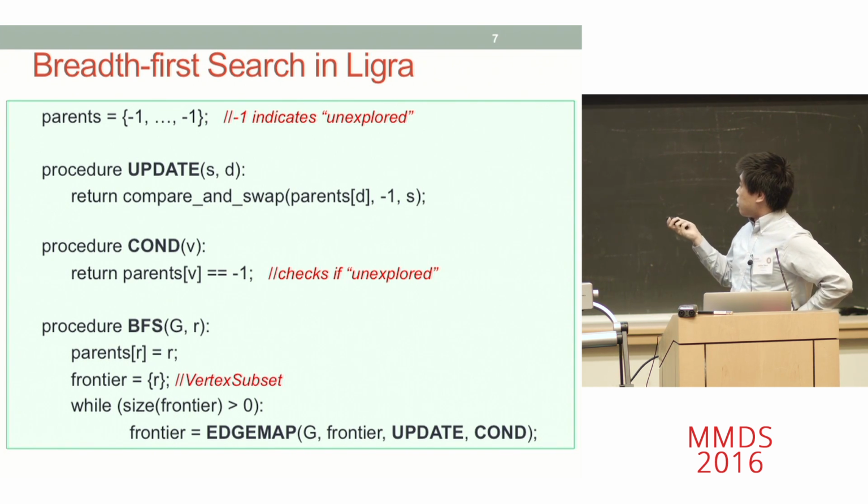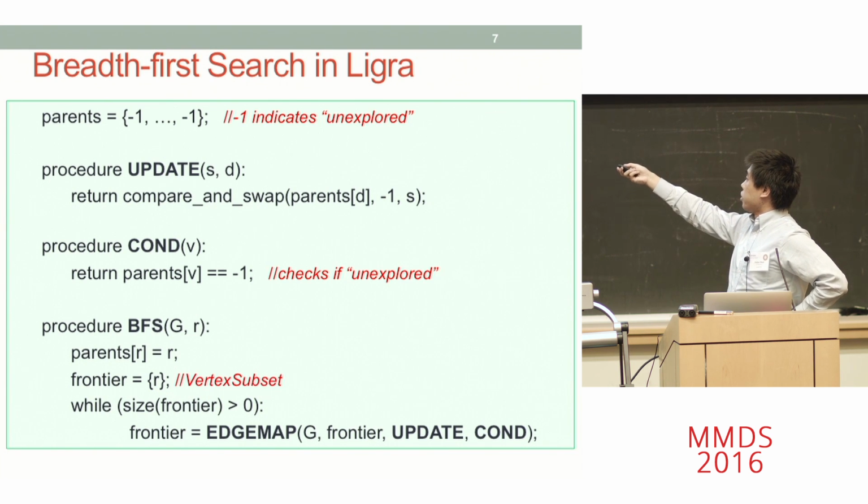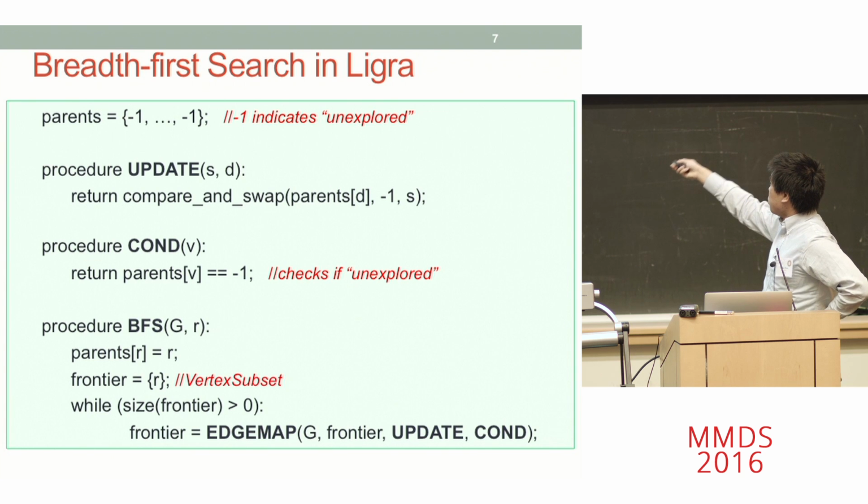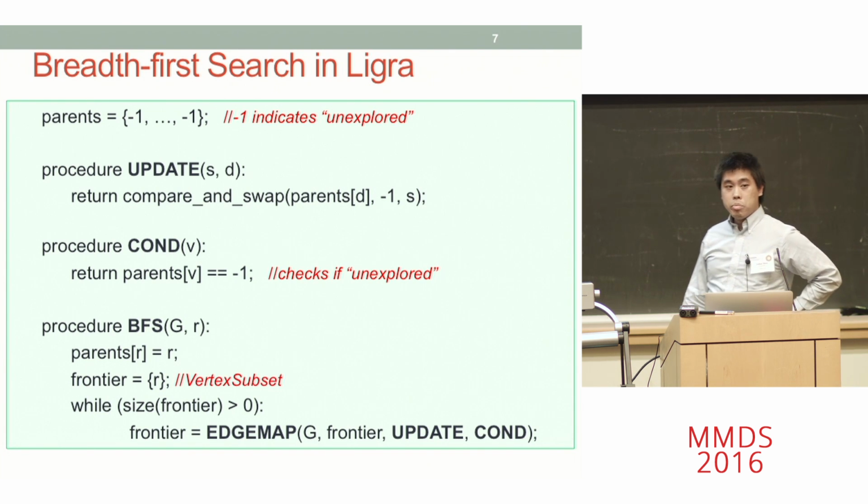Okay, so what does this EdgeMap function do? It takes as input the graph G, this frontier, which is a vertex subset, and then 2 application-specific functions, update and cond.